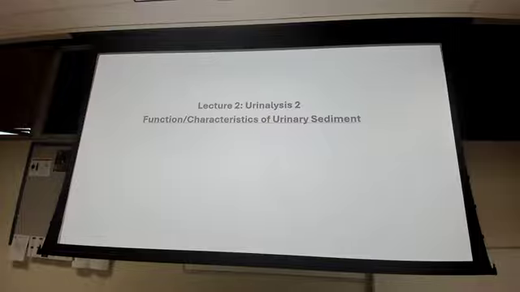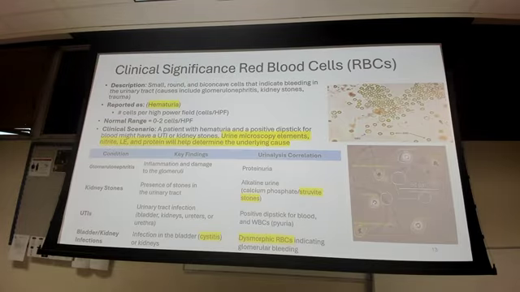Then we talked about urinalysis 2. Clinical significance of RBCs reported as what? Hematuria. Yeah. And what kidney stones are associated with what type of stone there that's highlighted? All right. And you can also see this in UTIs.